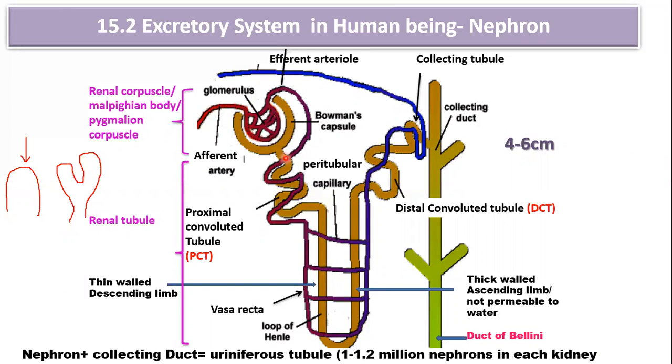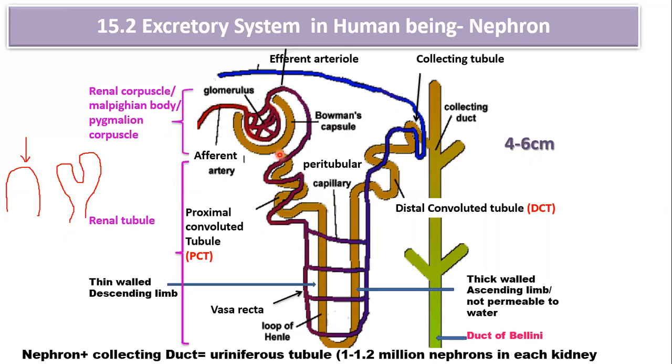Coming to the next part, this part is called the neck. Can you see there is a narrow neck? That neck is lined by ciliated epithelium, and the lumen of the neck, the space in the neck, is known as the urinary pole.